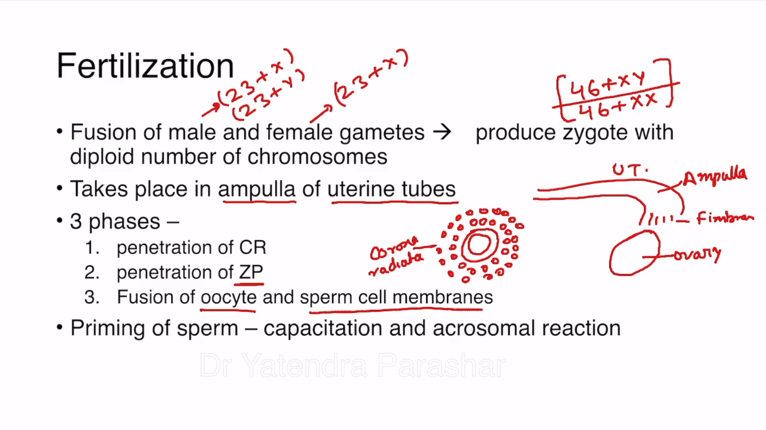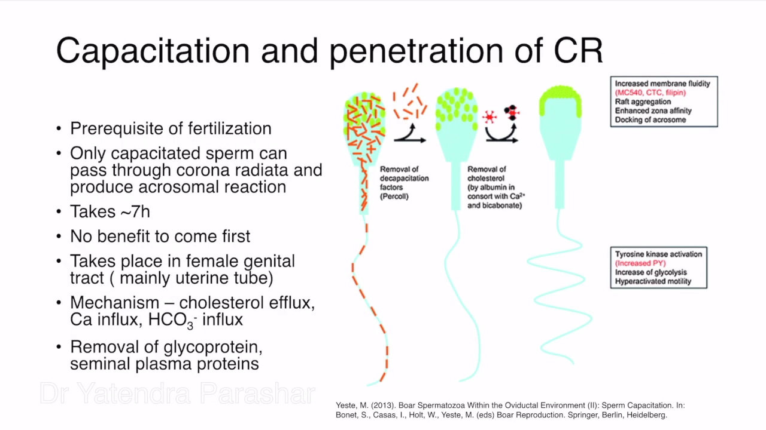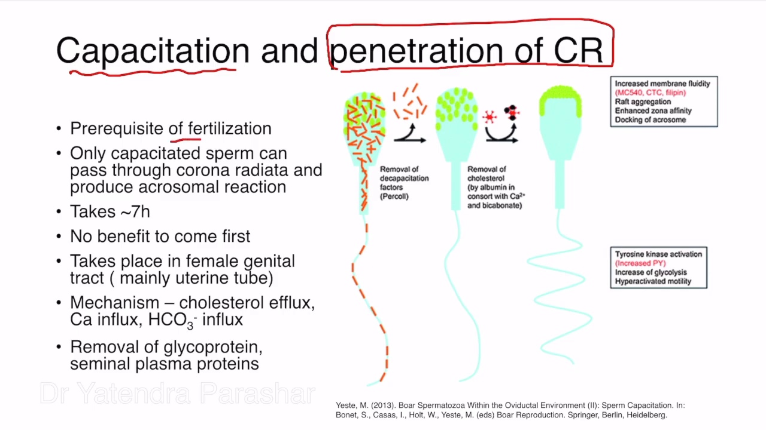Before fertilization to occur, priming of sperm is necessary, and it consists of capacitation and acrosomal reaction. So the first step in the fertilization is the capacitation of the sperm, followed by penetration of the corona radiata. Capacitation is the prerequisite of fertilization. So only capacitized sperm can penetrate through the corona radiata and produce acrosomal reaction. It takes around 6 to 7 hours to complete. So there is no benefit to come first in the race of sperms.